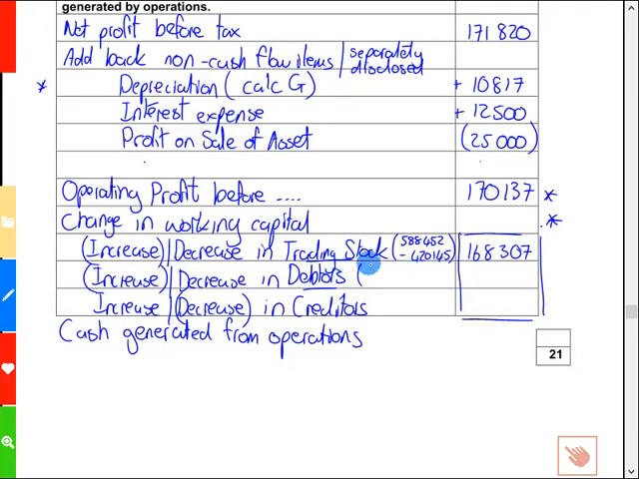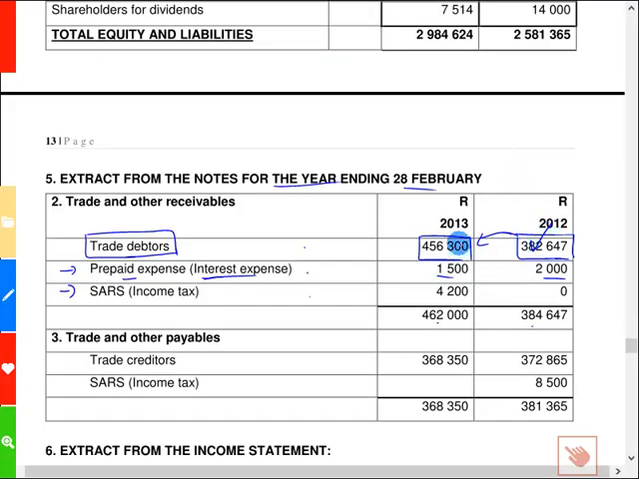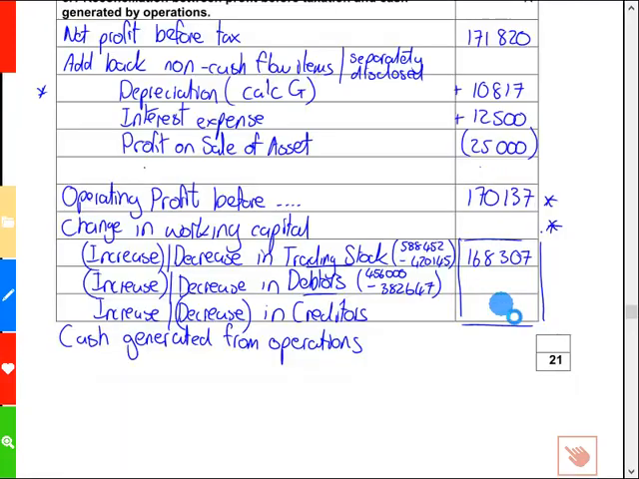So 456,123 minus 382,647, and we can tick off these two amounts. And that gives us 73,653, and that's an outflow.